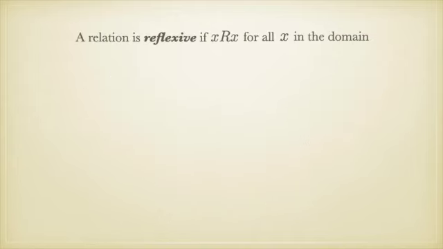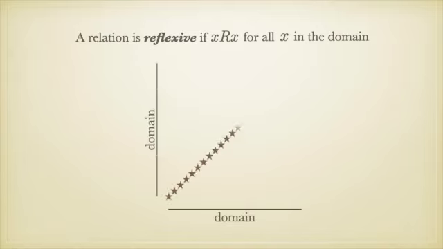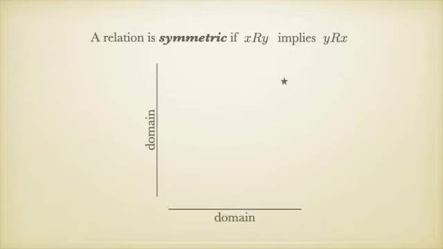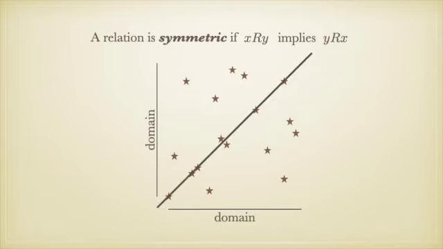A relation is reflexive if x is related to x for all x in the domain. If we plot the set of points on this relation, we will see in a reflexive relation that all of the points on the diagonal are included on the plot, and maybe some others. A relation is symmetric if x is related to y implies y is related to x. If we again plot the points of this relation, we see that the points above the line x equals y are a mirror image of the points below the line x equals y.